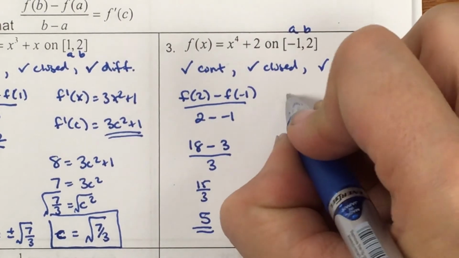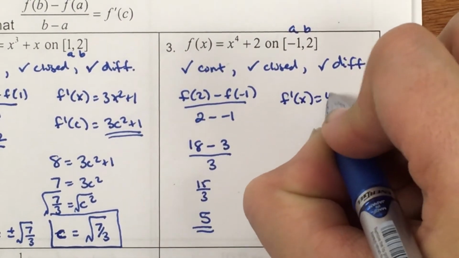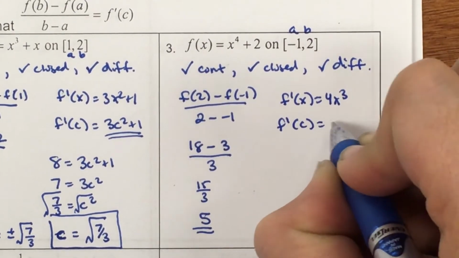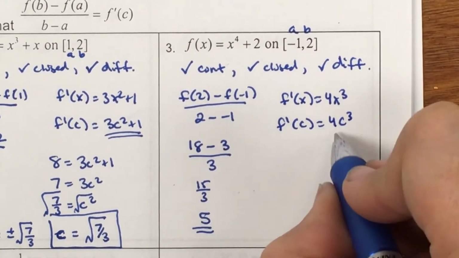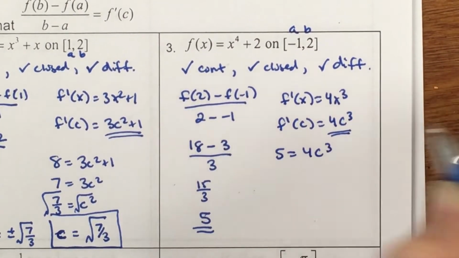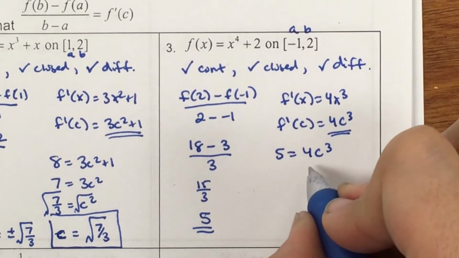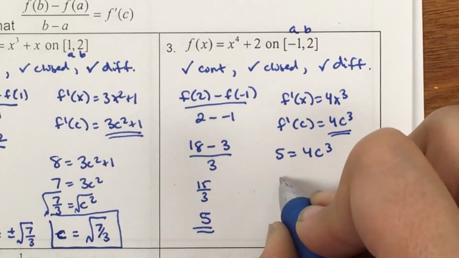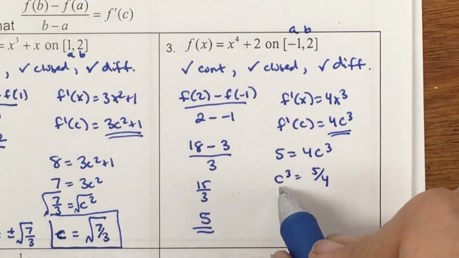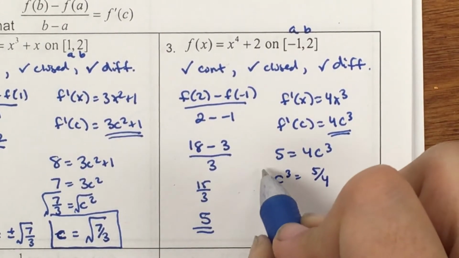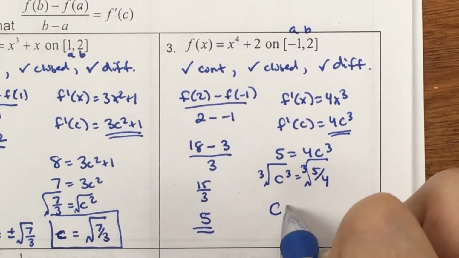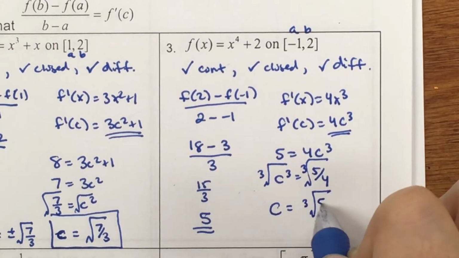And then we're going to go ahead and derive: f prime of x equals 4x cubed. Plug in my c: f prime of c equals 4c cubed. So this has to equal 5, so 5 equals 4c cubed. Divide by 4, so I'm going to flip it around a little bit: c cubed equals 5/4. We need to get the c by itself, so we're going to take the cube root of both sides. And there we have it. c equals the cube root of 5/4.